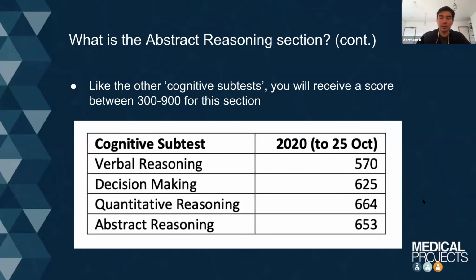So like the other cognitive subtests, for the abstract reasoning, you're going to receive a score at the end of your exam. Straight away after the exam, I should add, that's a really important point, you get your results on the day of the test. And you'll get a score between 300 and 900 for each section, including this section. You can see this little chart that I've put in, which shows the average scores from 2020. If you scroll down to abstract reasoning, the average score was 653 out of 900. So that would be smack bang the 50th percentile, the average score on the curve that they would put you on. Next slide, please.